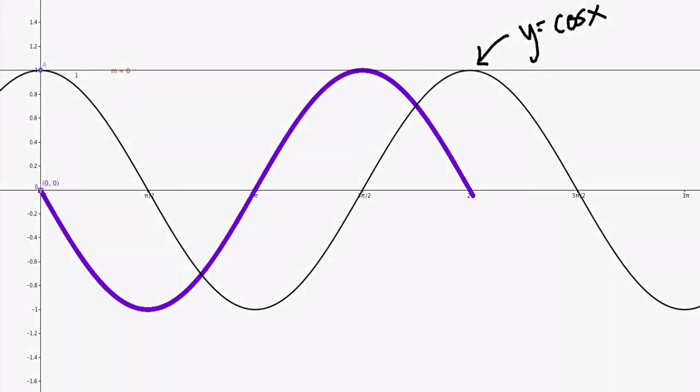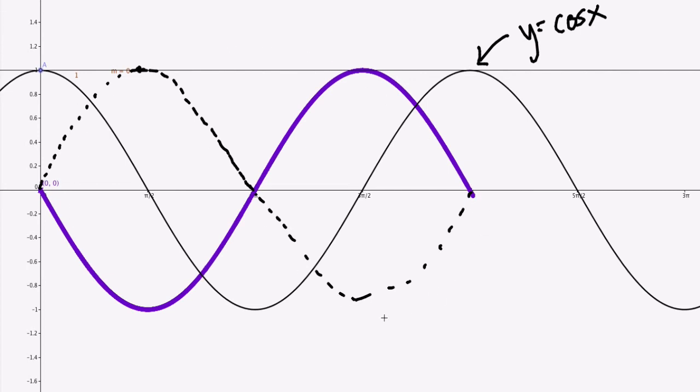So sine goes up. The y value is 1 at pi over 2, and then it goes back down. The y value is 0 on the unit circle at pi. And then we go around. The y value is negative 1 at 3 pi over 2. And then we go back up. The y value is 0 at 2 pi.